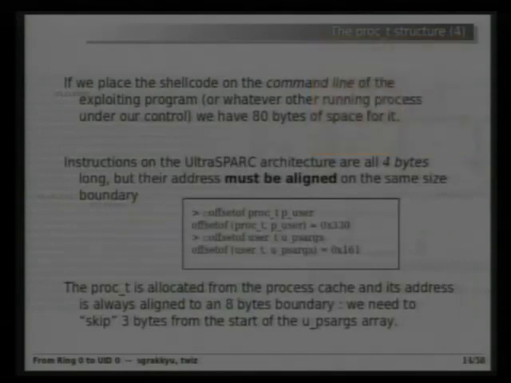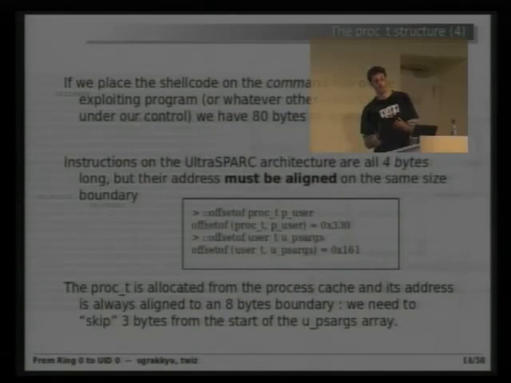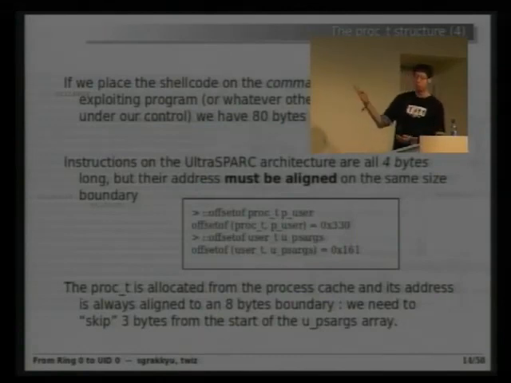If we put it on the command line, then we will be able to use it as a return address. We will be able, from inside our exploit, to jump there and start executing. At that point, we have 80 bytes, but we have to check one more thing. You know that on UltraSPARC, each instruction is 4 bytes long. So every time the CPU accesses an instruction, it checks if the address you are accessing is aligned on a 4-byte boundary. And if it is not, it will be a trap, it will be a panic.